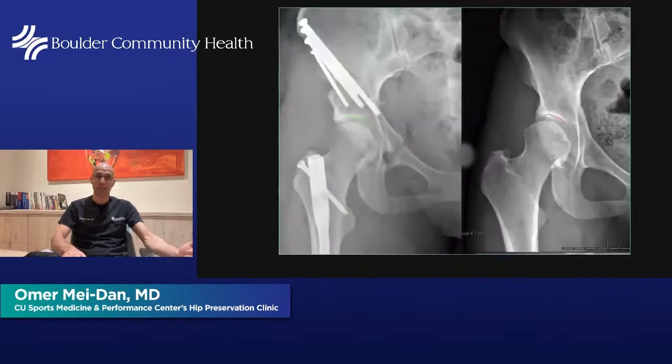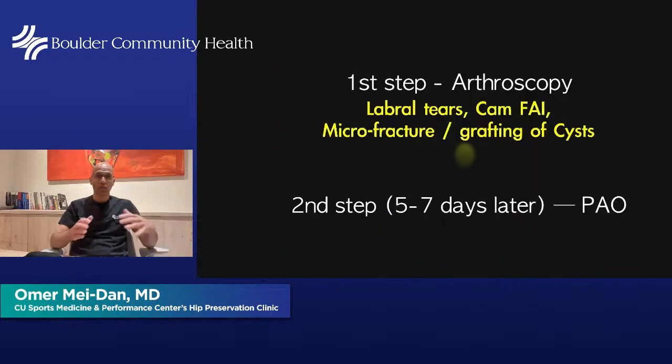So you can see here that this patient needed a scope in the beginning to fix the cartilage and the labrum and resect the cam lesion, then a PAO and a derotational osteotomy to fix all of the different parts of the problem. We usually do it in two stages. First, we do the arthroscopy in order to address the labral tears, the cam impingement, microfracture, and grafting of the cyst, as I showed you.